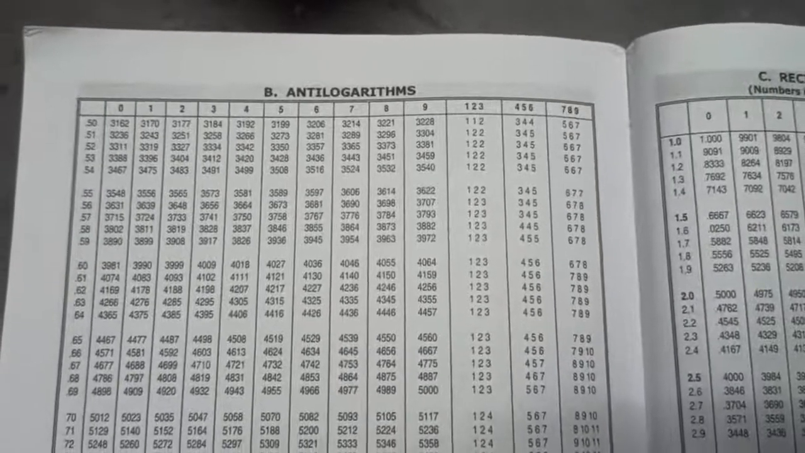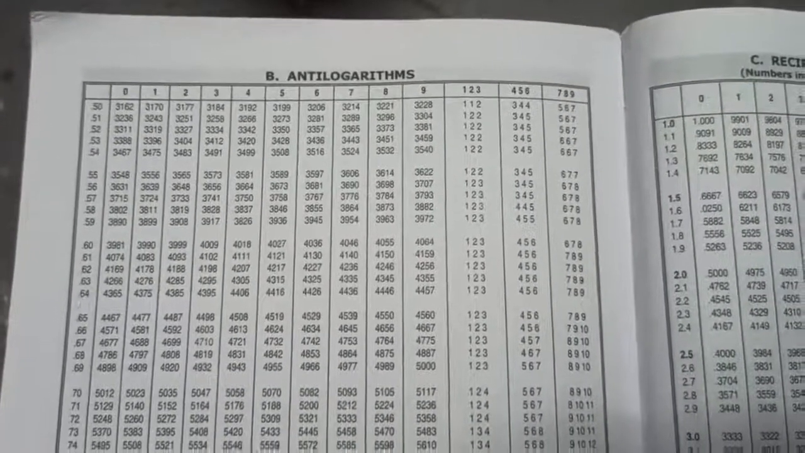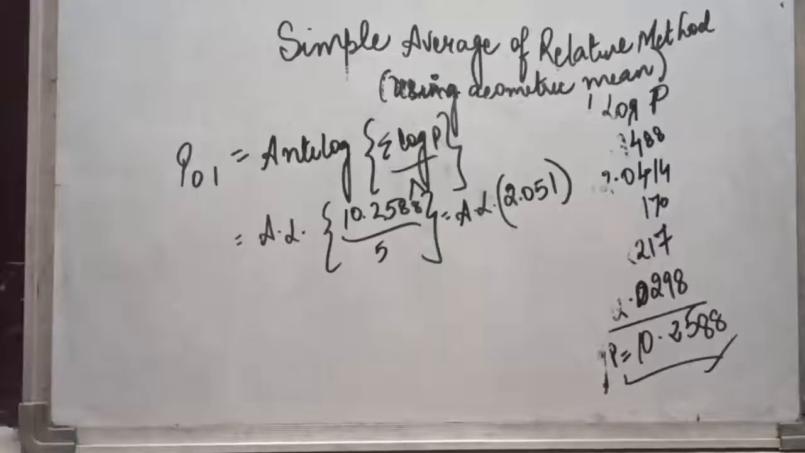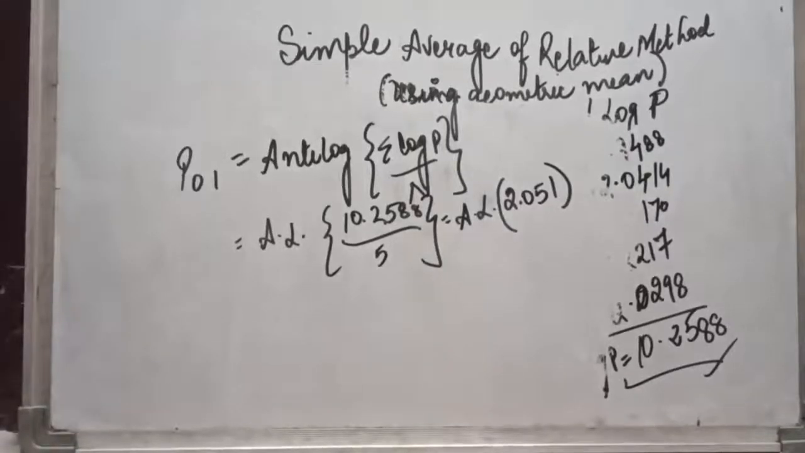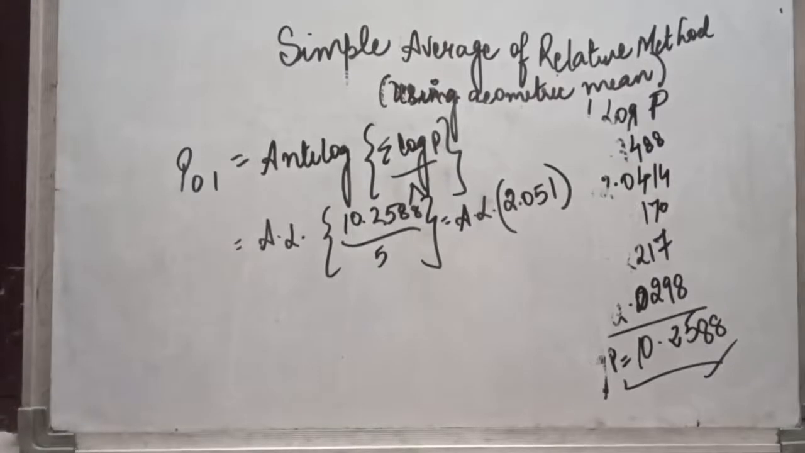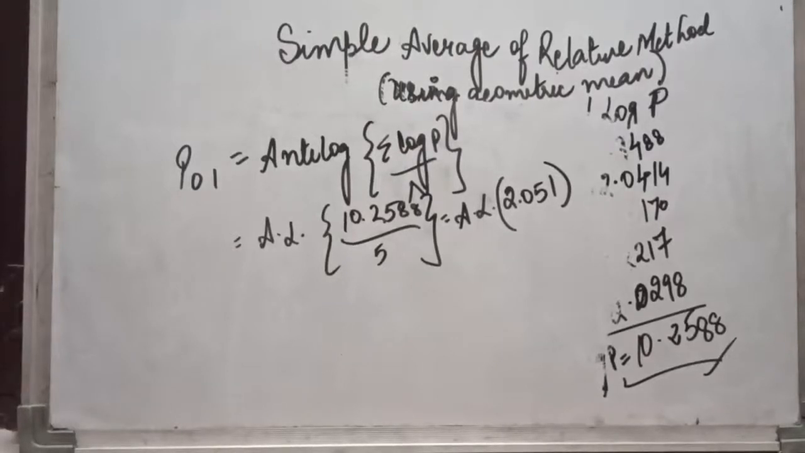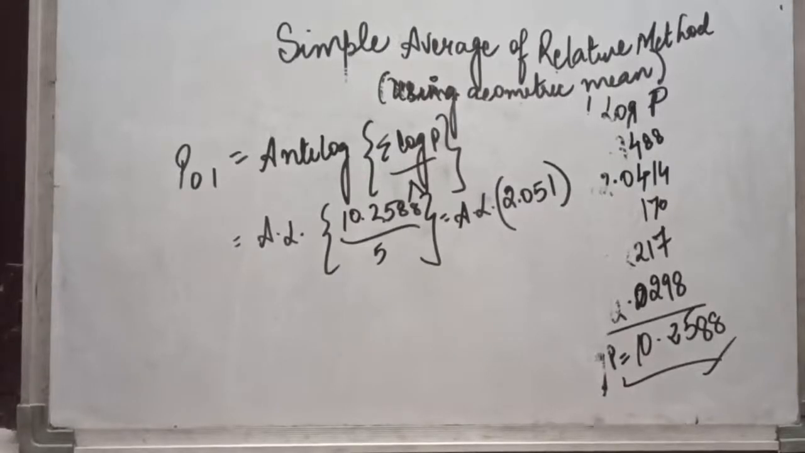Now in our question, we have to see the value of NT log of 2.051. Now our NT log table starts from point. It means we will see the value of 0.05 under 1. Why am I taking 0.05? Because NT log table starts from point only. So we have to see the value of 0.05 under 1.